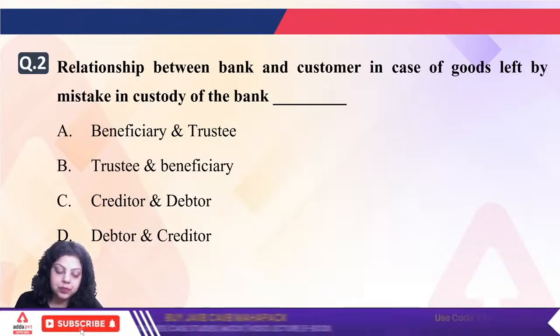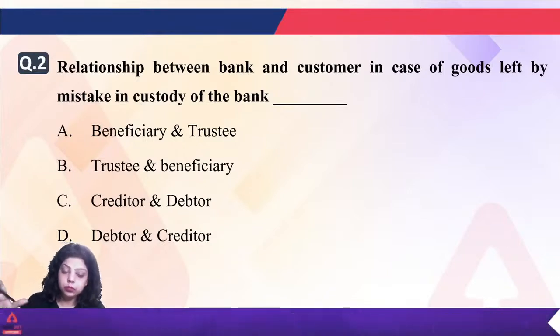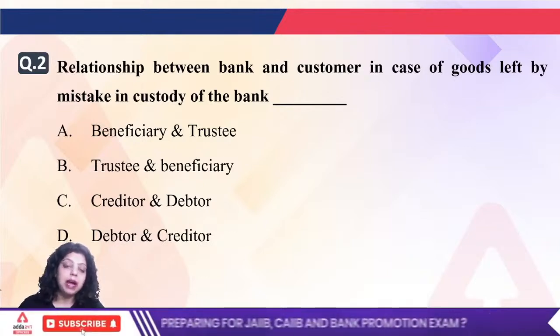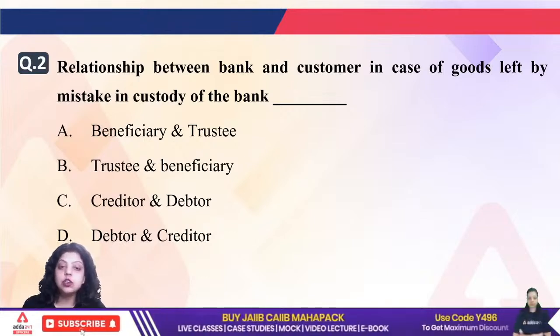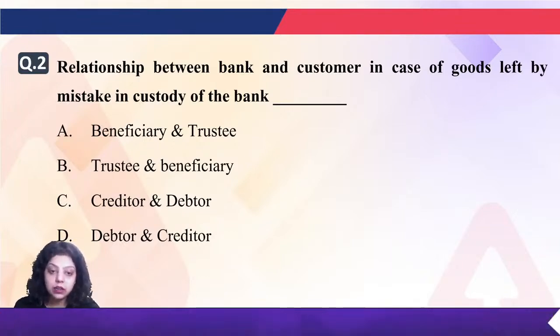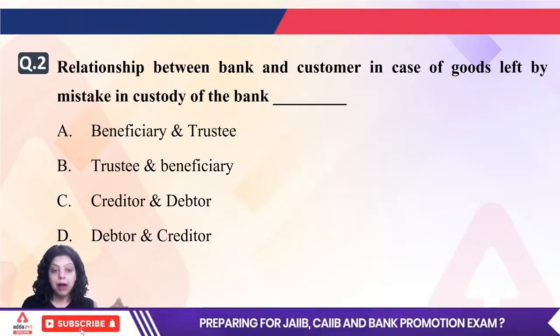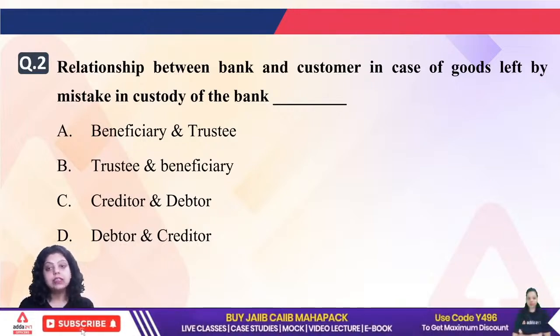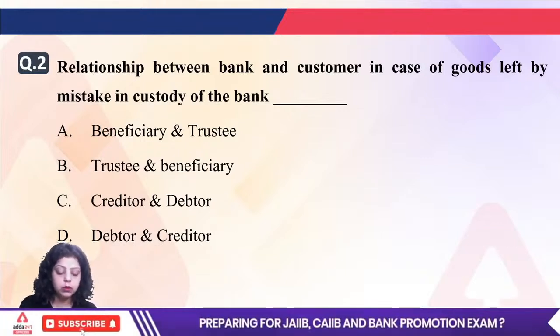Now the second question is: what is the relationship between bank and customer in case goods are left by mistake in the custody of the bank? Is it a relationship of beneficiary and trustee, trustee and beneficiary, creditor and debtor, or debtor and creditor? Which relation is maintained by the bank and customer when goods are left by mistake in the safe custody of the bank? What will be the answer? A, B, C or D?